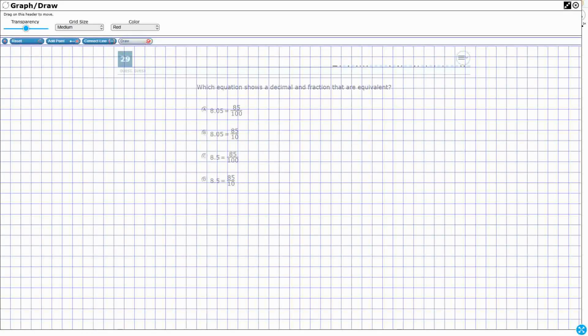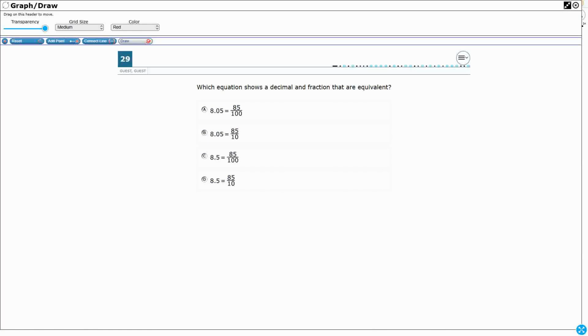This is standard 4.2G. And much like the earlier problem, we have this 8.05 or 8.5. It is larger than 1. So we're going to need to make an improper fraction, right? If we know that this is 8 wholes, looking at our denominator here, it's going to be greater than 1, it's going to be improper, right?